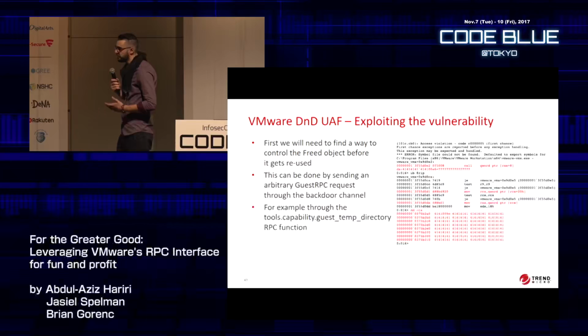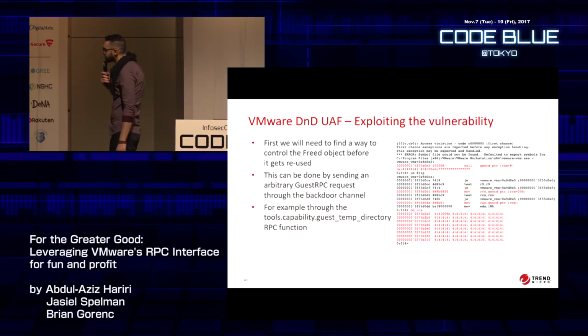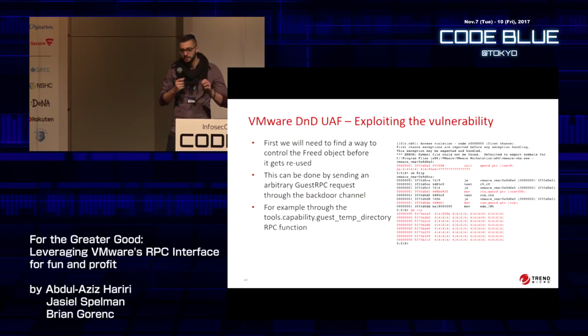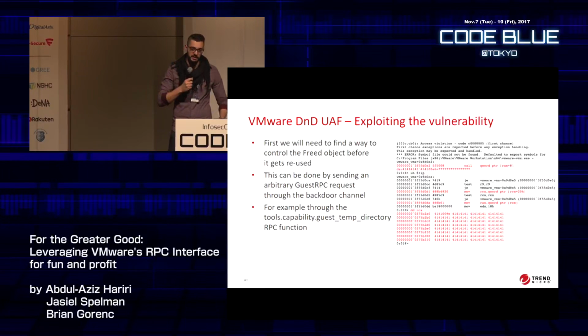It turns out that we can actually fill that object by sending RPC requests. And for the record, the maximum number of bytes for an RPC request is hex 10,000. So once you trigger the free, just send an RPC request with that specific size, and basically you're going to be able to overwrite that object. I did some reversing and found tools.capability.guest_temp_directory, which is an RPC function that takes a string. By sending a request to that function with a specific string size, I was able to overwrite that object, which was relatively easy and very stable.